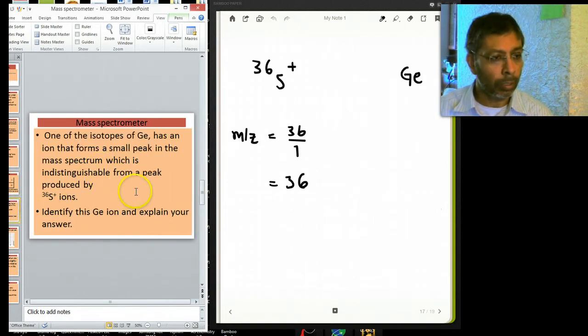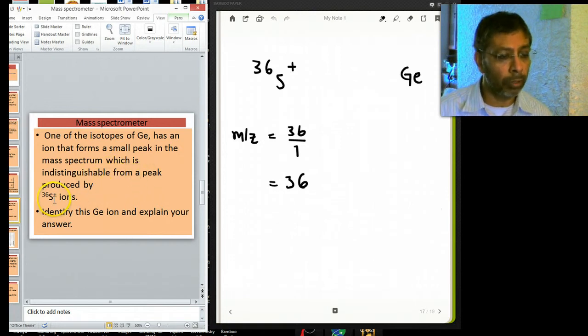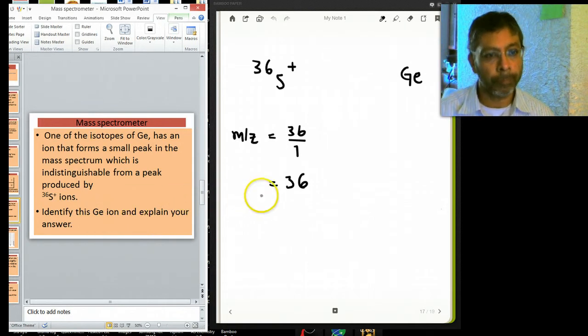Here's another question. One of the isotopes of germanium has an ion that forms a small peak in the mass spectrum, which is indistinguishable, can't tell it apart, from a peak produced by 36S+. Identify this germanium ion and explain your answer. Now, whenever you get a question like this, you know that 2+ ions must be involved.